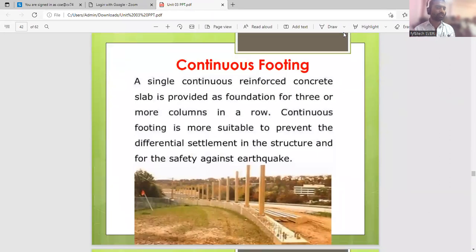We have discussed this one also. Continuous footing means the foundation which is given for more than 3 columns. See, from the figure you can see that the footing is continuous. So that's why it is called continuous footing.